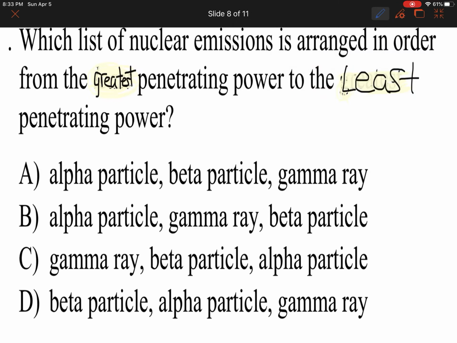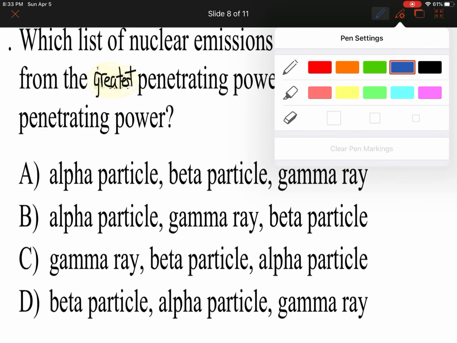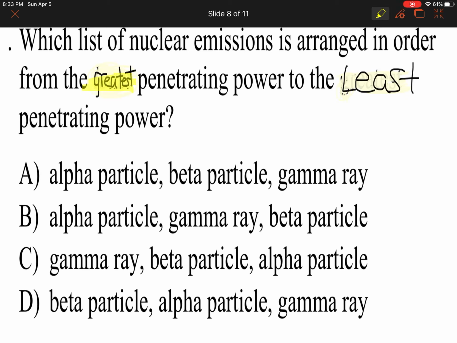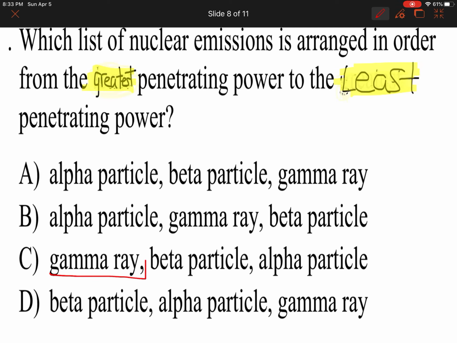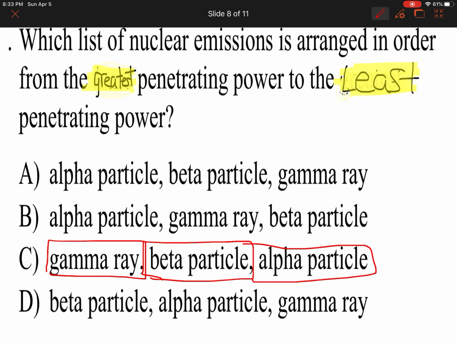Which list of nuclear emissions is arranged from greatest to least penetrating power? So guys, what did we say before? Which particle went straight through the paper and the aluminum, but stopped at the lead? That's right, that was gamma. Gamma was the strongest, right? Then came beta. Beta, if you remember, was stopped at the aluminum. And then came alpha. Alpha was the weakest. That was stopped by a sheet of paper. So choice C would be your answer, okay?